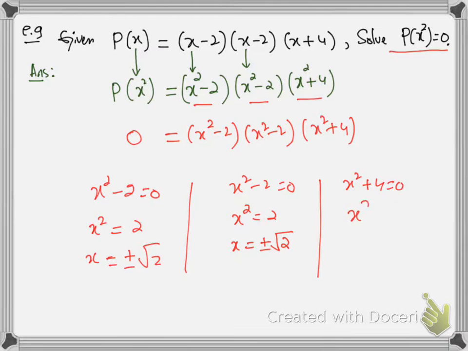From the third equation, we have x square equals negative 4. When we take square root on both sides, we'll get x equals plus or minus square root of negative 4, which is no real roots. So this equation has 4 real roots and 2 no real roots. Hence, we have 4 real roots and 2 no real roots. This is the way to solve type 2, note 2 questions.